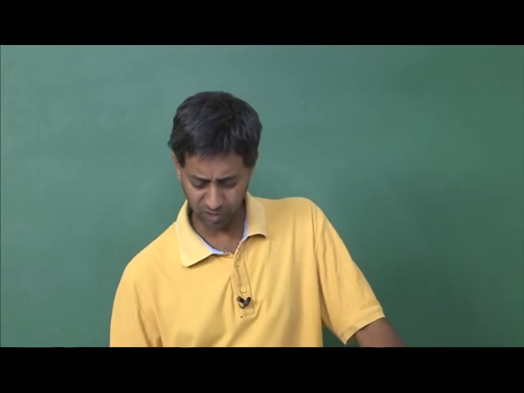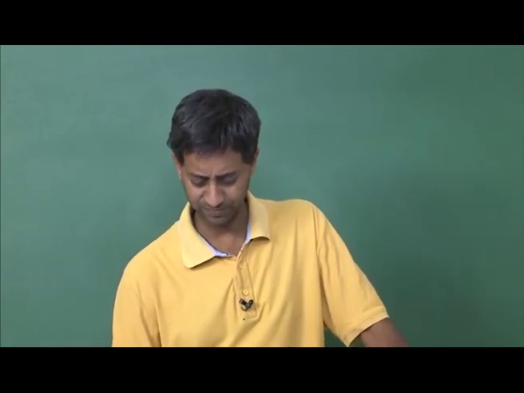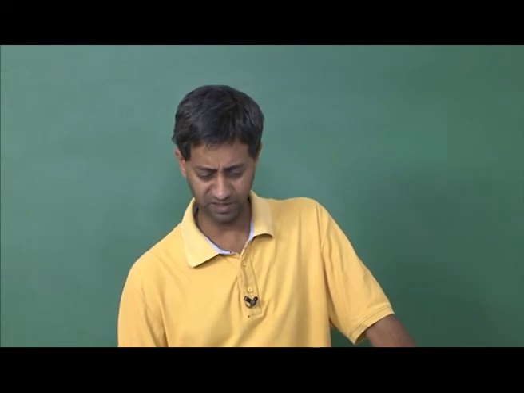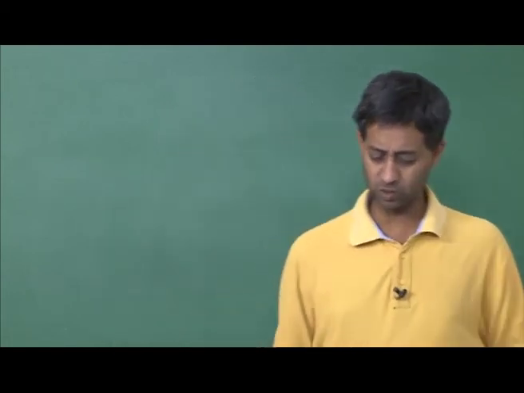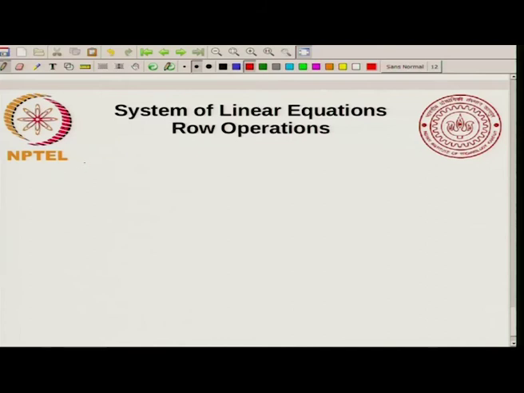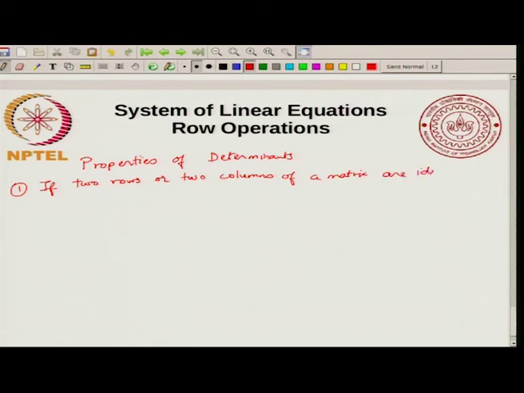Okay. Now, a few more things about determinants. And then we will stop this discussion. So, suppose you have a matrix. There are properties of determinants. I will just list them and you can show them easily. So, first one is that if 2 rows or 2 columns of a matrix are identical, determinant is 0.